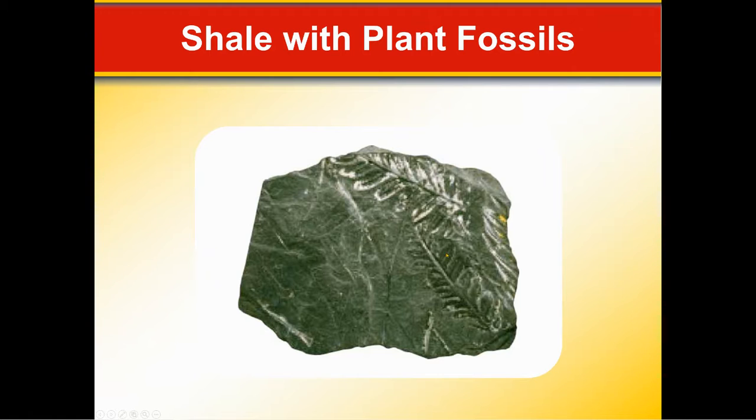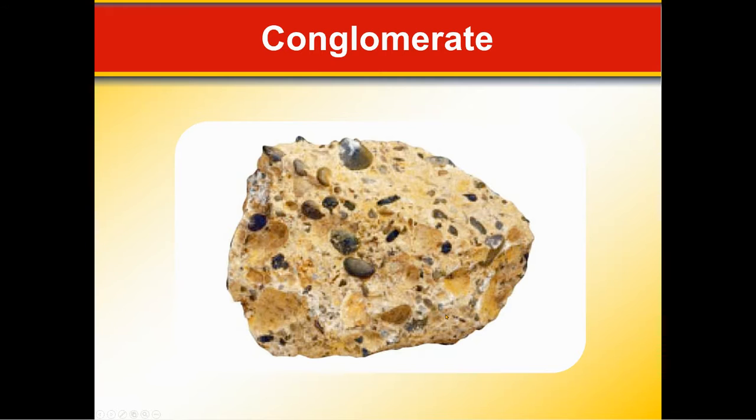Here's shale with some plant fossils in it. You can see the ferns that have imprinted themselves on this piece of shale. Here's a conglomerate, a little bit of everything. You can see bigger chunks, and you can see fine-grained sands. When we have a rock of this type, it's called a conglomerate.